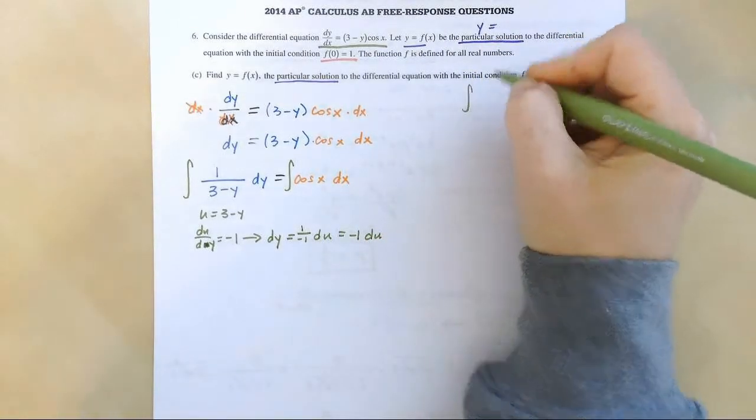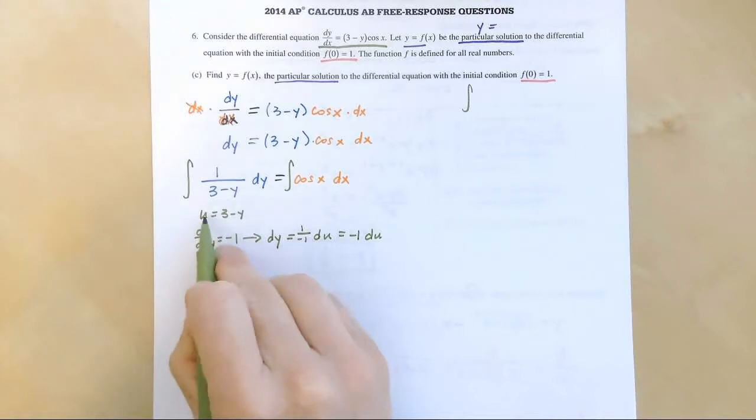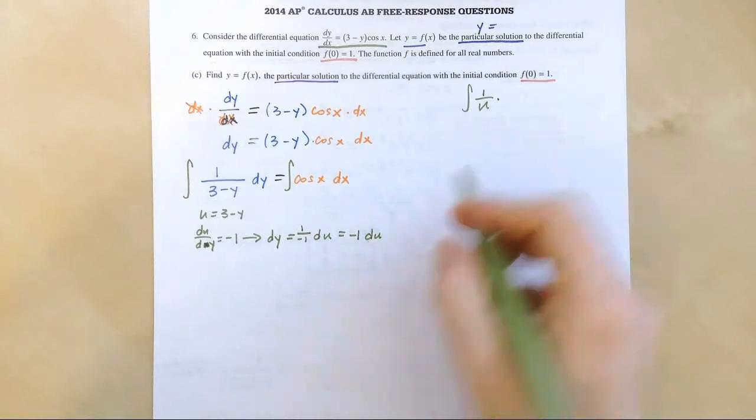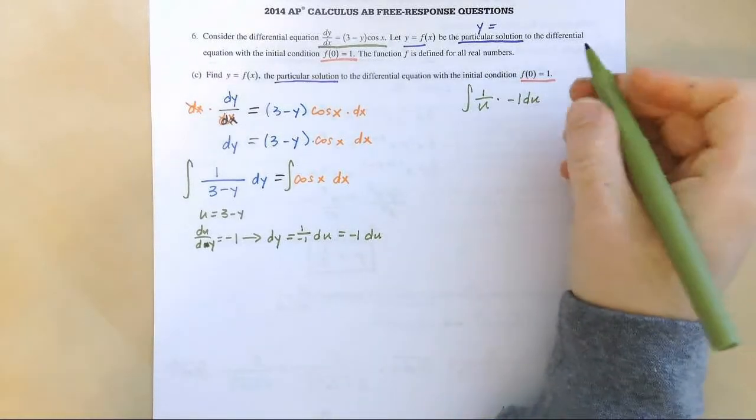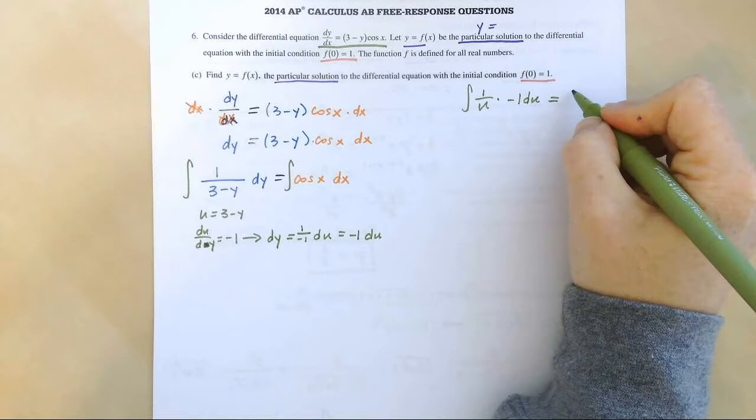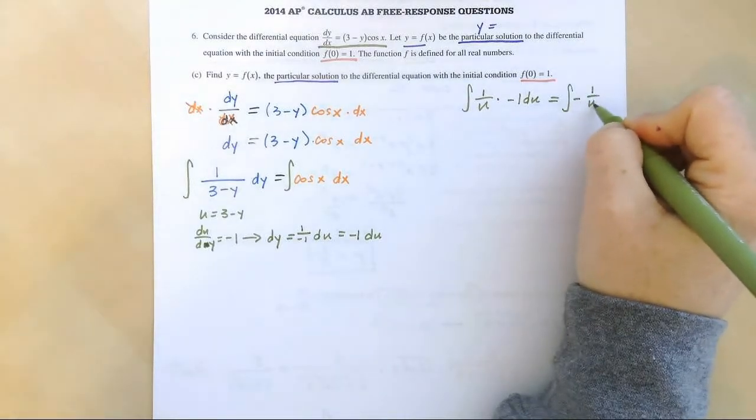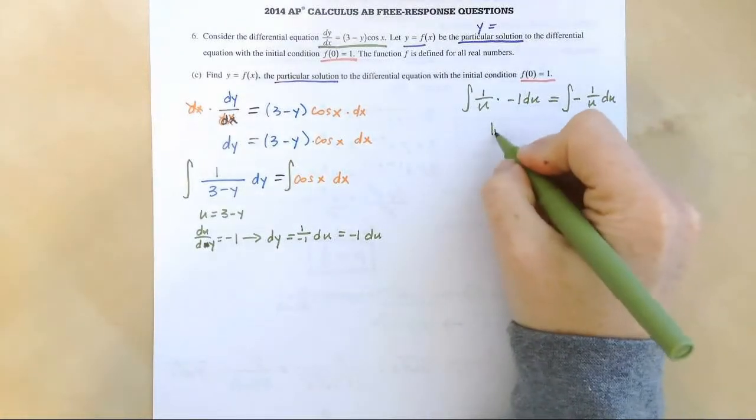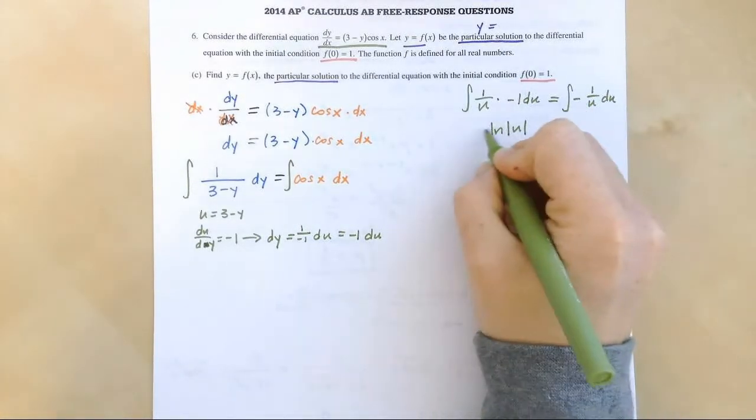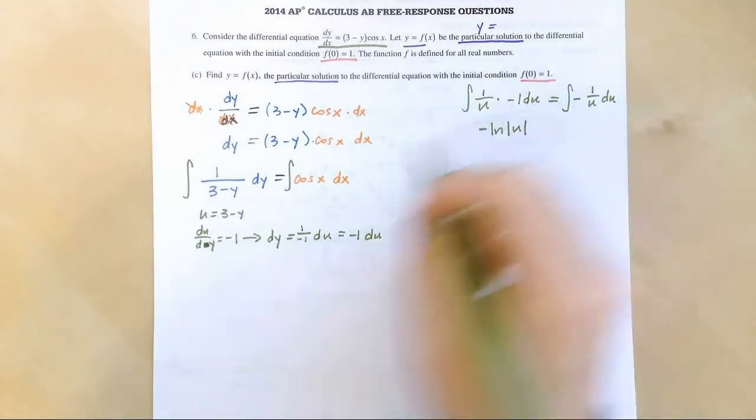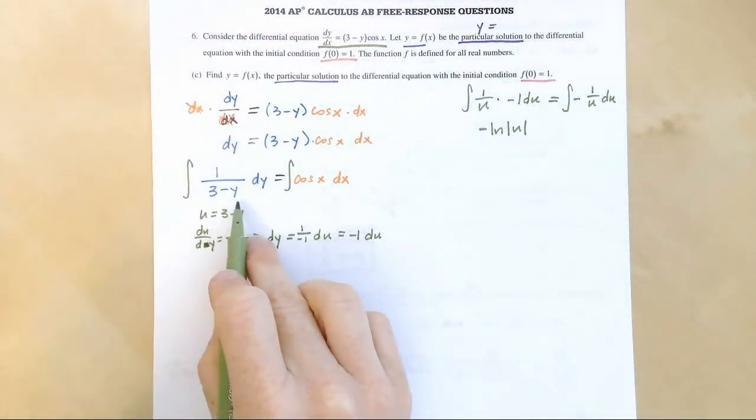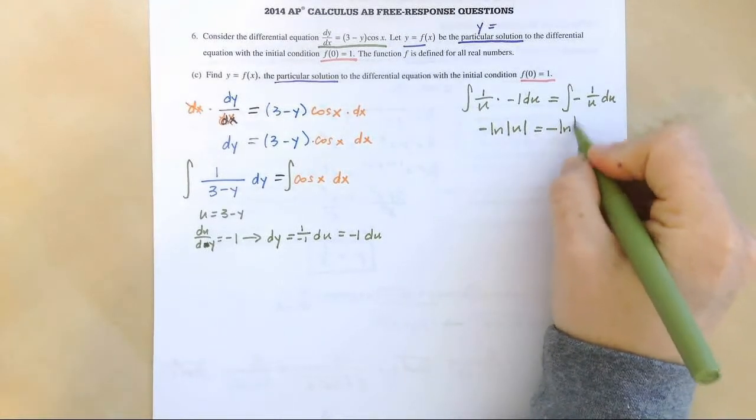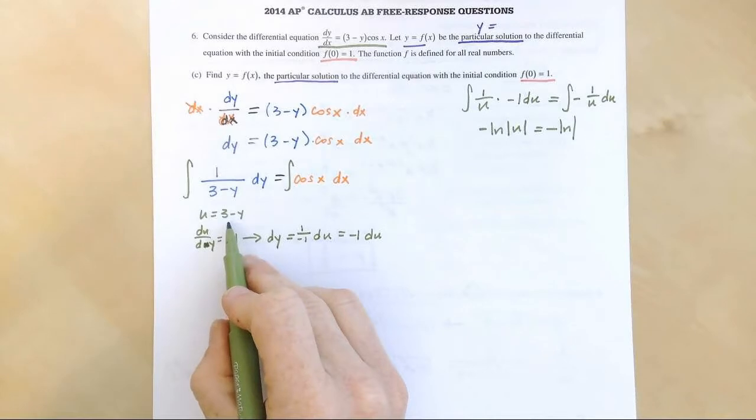This turns into the integral of 1 over u, because 3 minus y is u, times dy, which is now negative 1 du. So that is the same as the integral of negative 1 over u du. The integral of 1 over u is natural log absolute value of u, but don't forget this negative, and then plus c, but again, we don't put plus c on the y side for diff EQs. So now we just plug back in for u: negative natural log absolute value of 3 minus y.